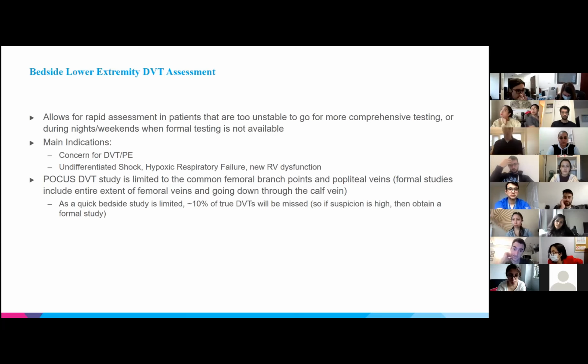All right. We have about 10 minutes left. I just want to go over the bedside DVT study as well, unless anyone has any other questions about the right heart.